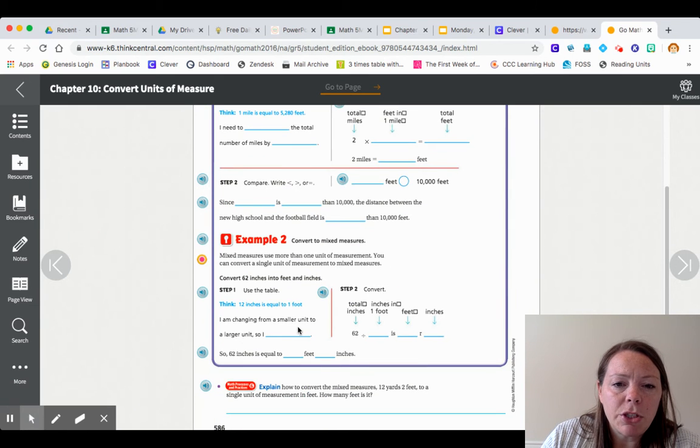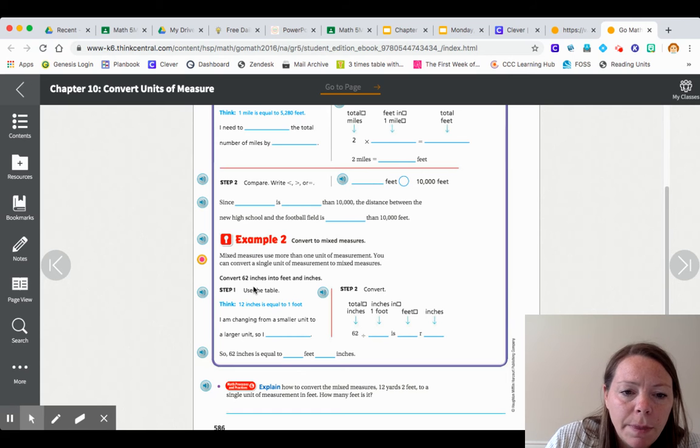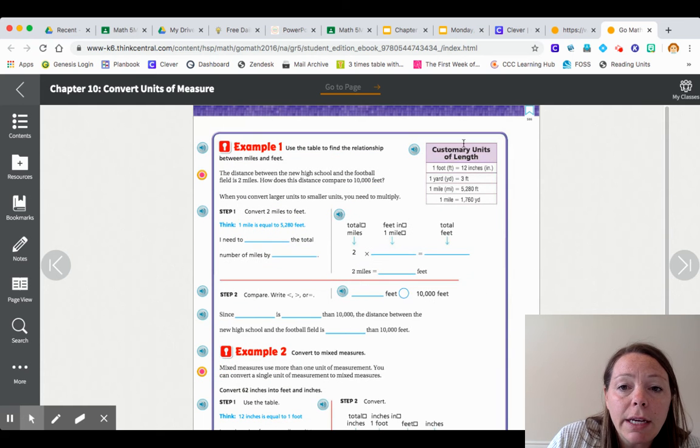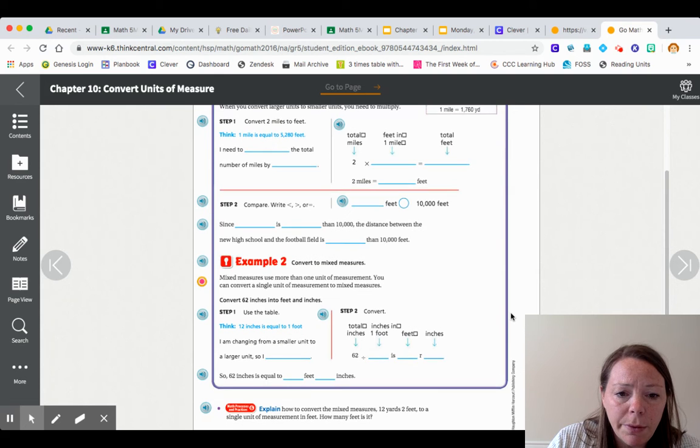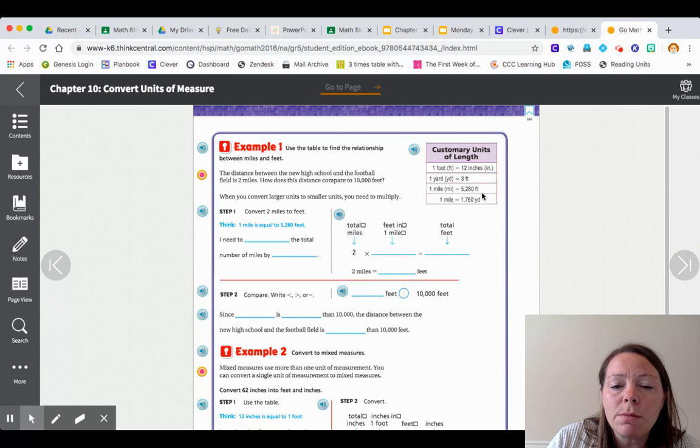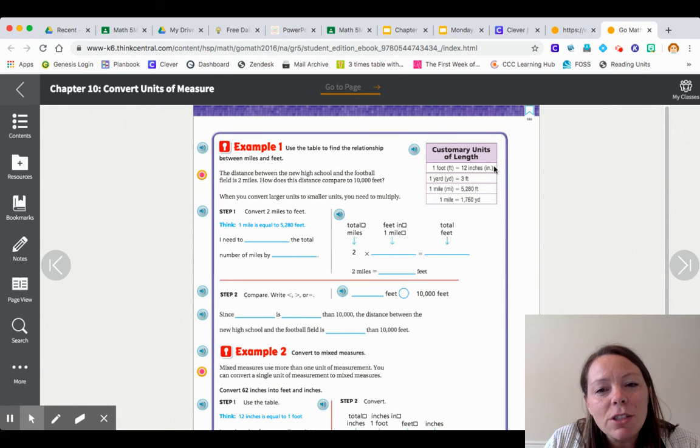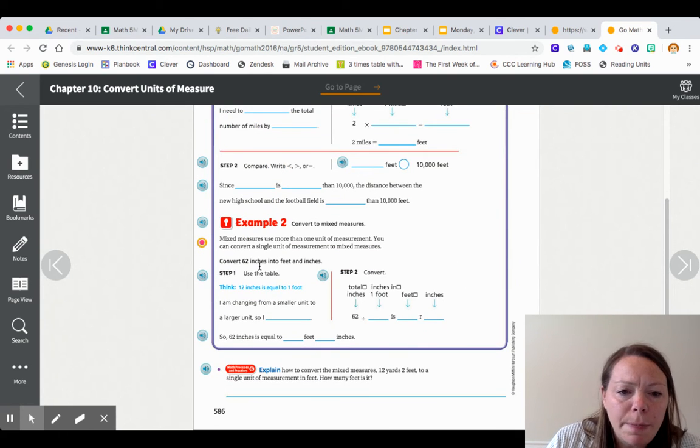All right, example number 2, convert to mixed measures. Mixed measures use more than one unit of measurement. You can convert a single unit of measurement to mixed measurements. So convert 62 inches into feet and inches. Use the table. Again, you can use that conversion chart. You can use that table to help you, okay? Don't expect you to have all of these memorized. The feet to inches, the feet to yards, those you guys should know. And you may learn these over time, but you can use that chart, all right?